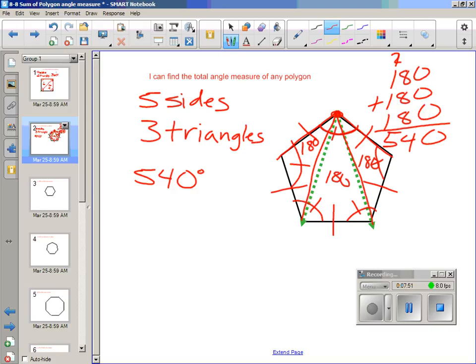So what's the angle measure of one angle? If I said right here, I said this is angle B. What is the measure of angle B?